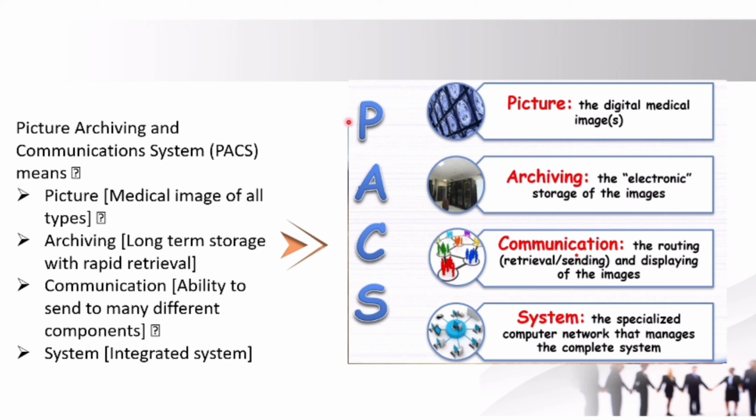P stands for picture, that is the image that we get from CT, MRI, X-ray. Then we have archiving. It is like the archive option in Instagram, in which we do not post the image. We are not posting the image, but we have just kept it, so we can retrieve it whenever we need. The same thing happens here: we can retrieve the images whenever we need.